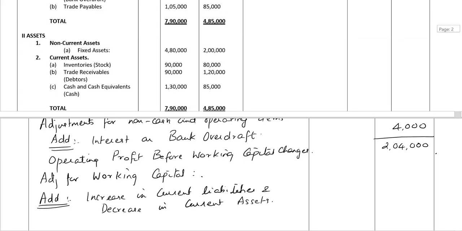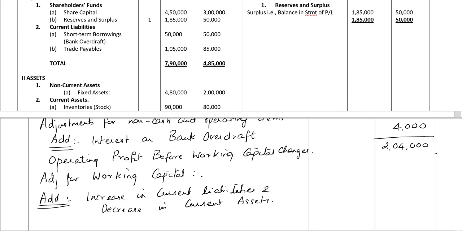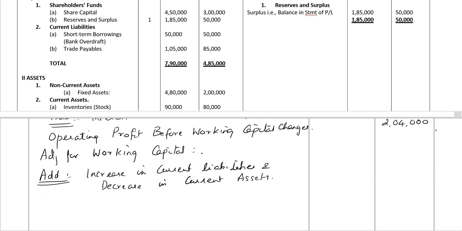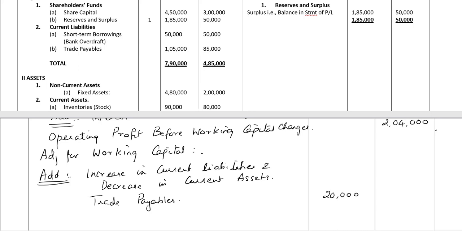Let's check out in the balance sheet the current liabilities. There is a trade payables current liability which has increased. So for trade payables, the amount of the increase needs to be added, which is 20,000 rupees. The difference between 1,05,000 and 85,000 rupees. There are no other current liabilities.